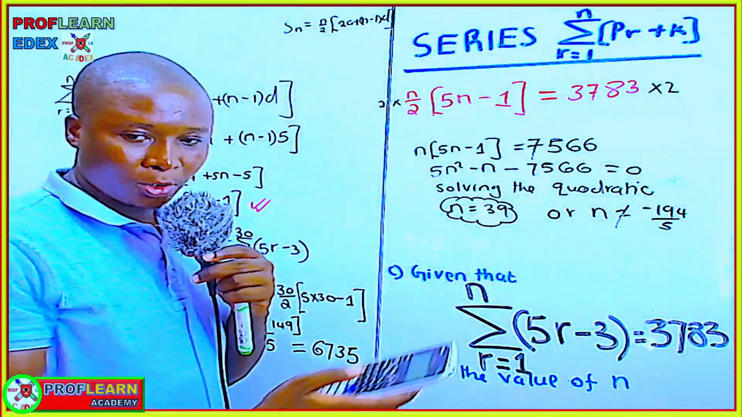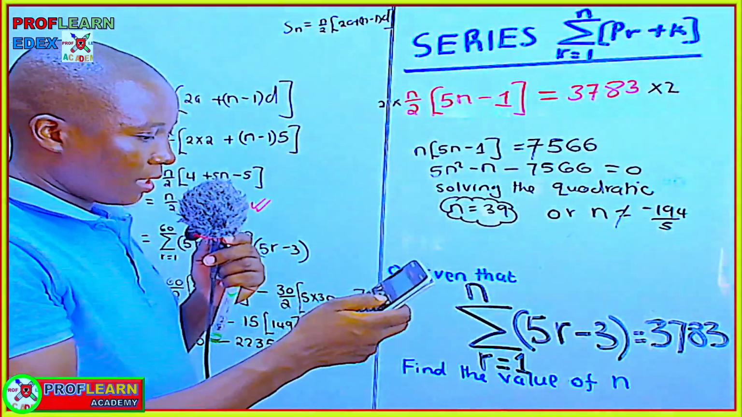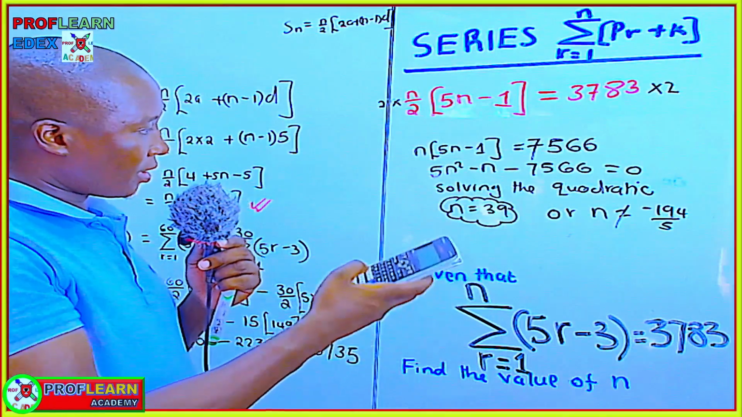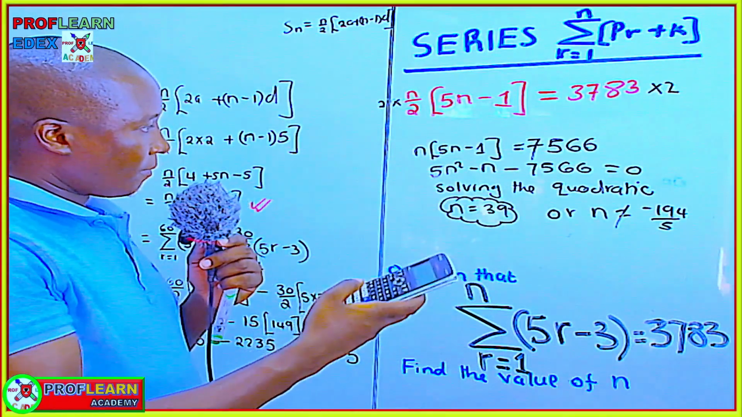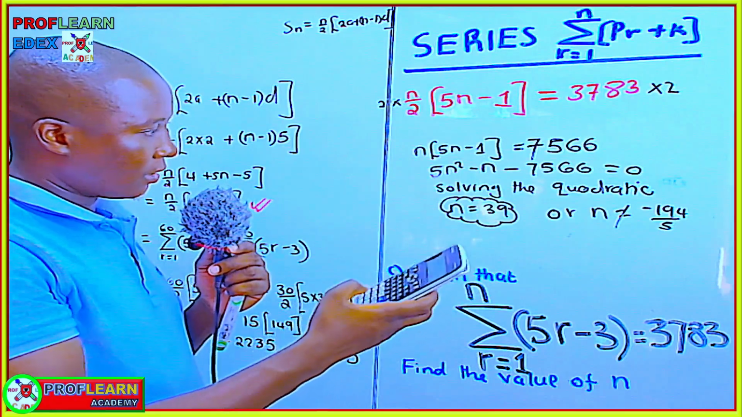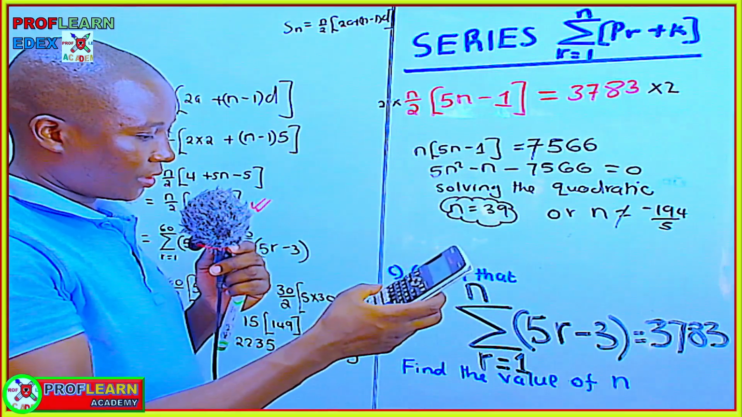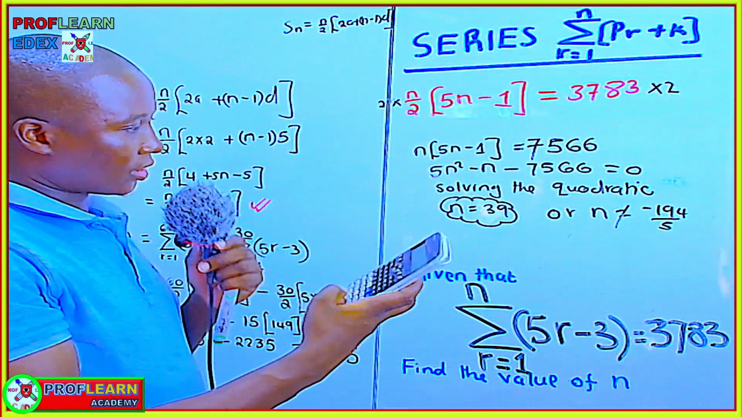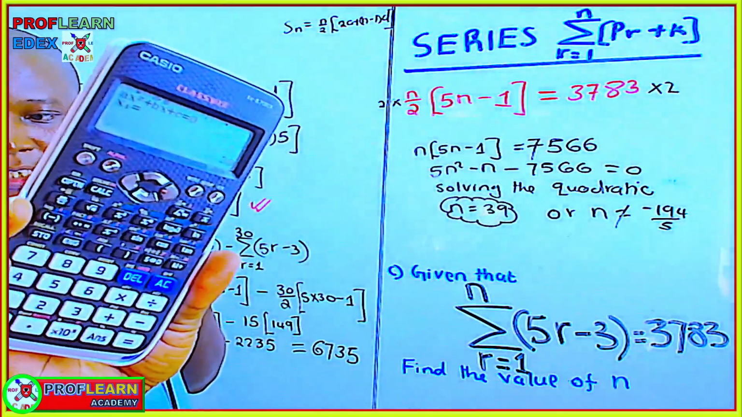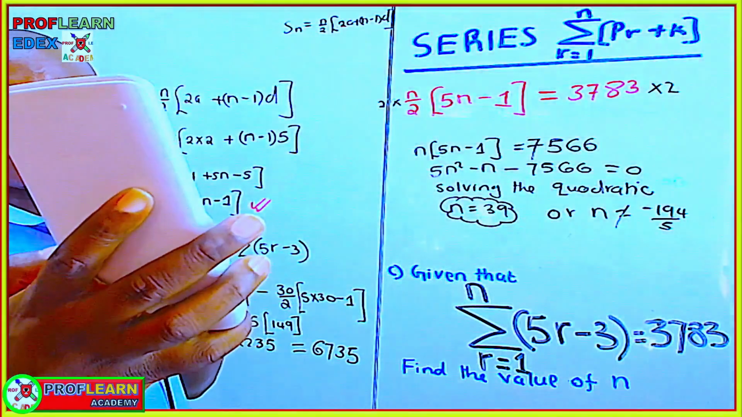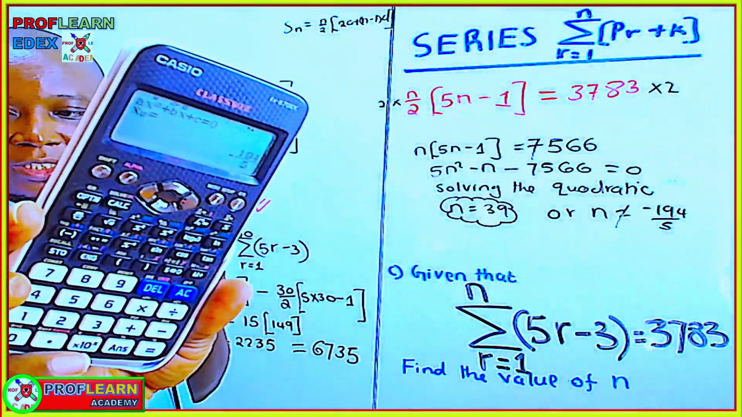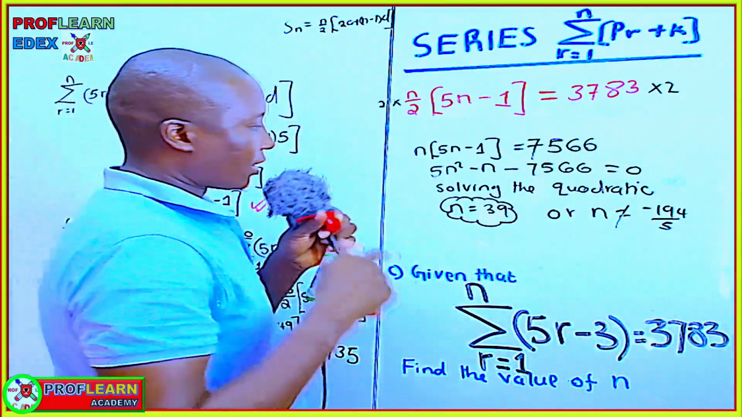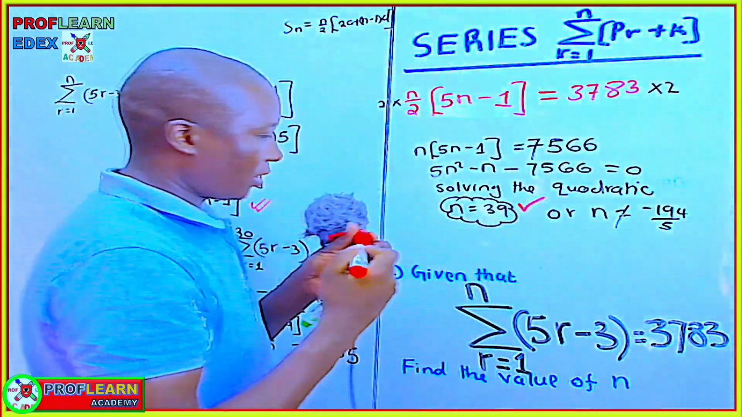And I believe we can prove that using our calculator. To solve this, the coefficients are 5, negative 1 and negative 7566. Then our answer will be 39, or our answer is negative 194 over 5. So we are going to pick our correct answer of n to be 39.